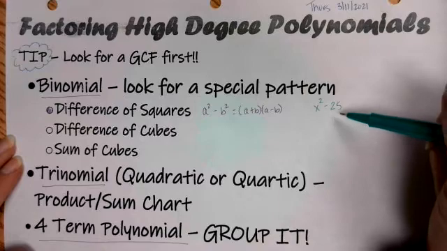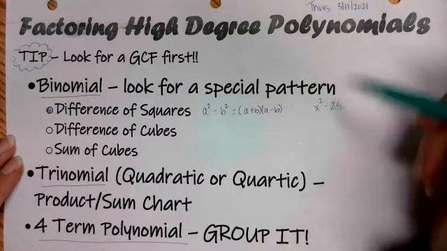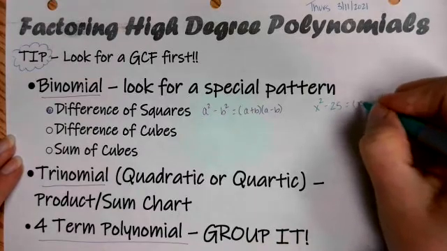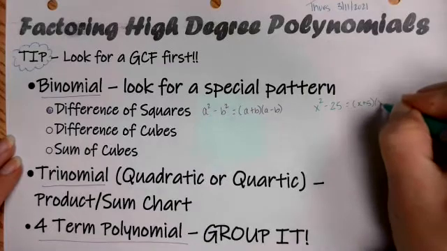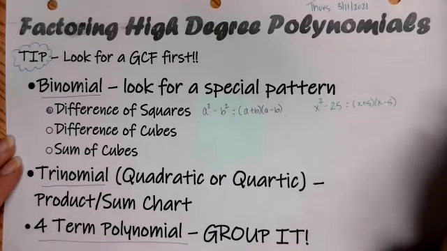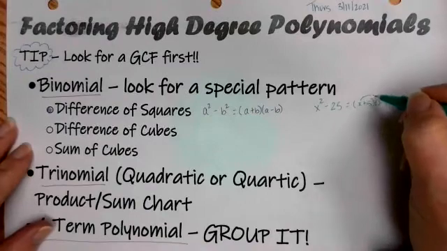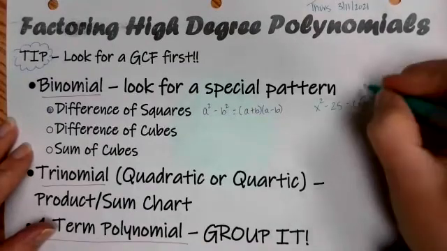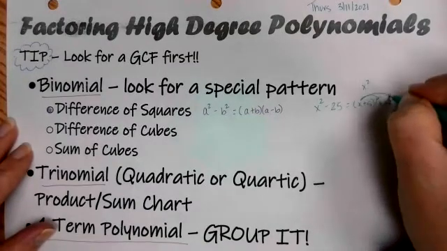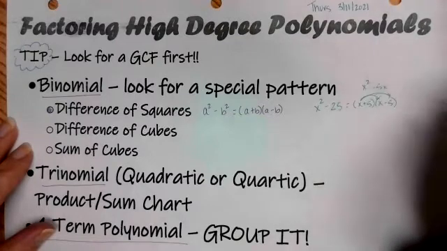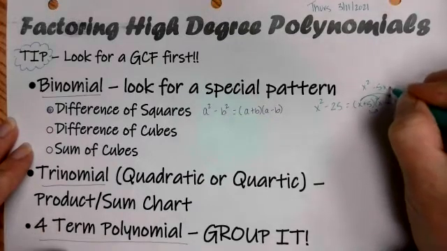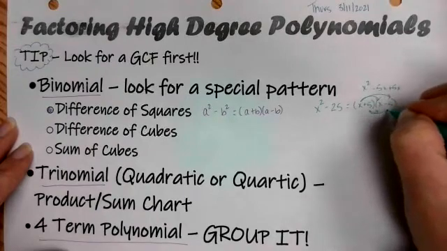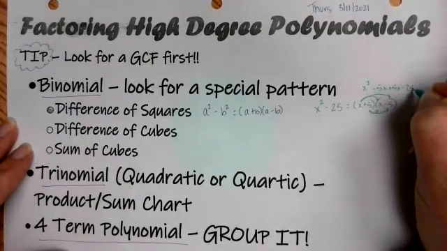Perfect square x squared, perfect square 25 being subtracted. This will always factor into the square root of the 2 terms, one with the plus, one with the minus. So let me show you how this works. If I do x times x, I'll get x squared. X times negative 5 will be a negative 5x. 5 times the x will be a positive 5x, and negative 5 times negative 5 will be a negative 25.